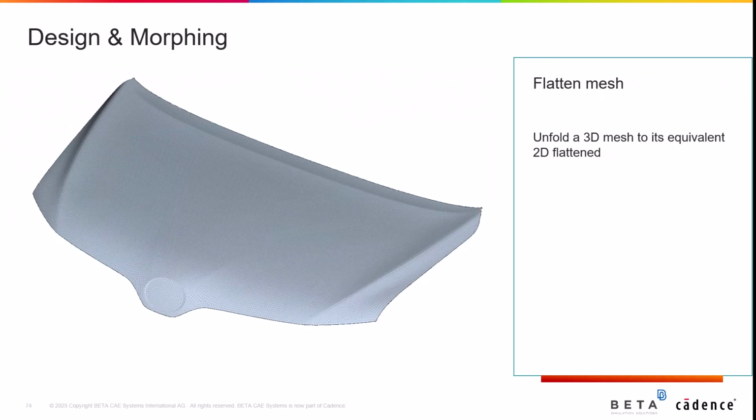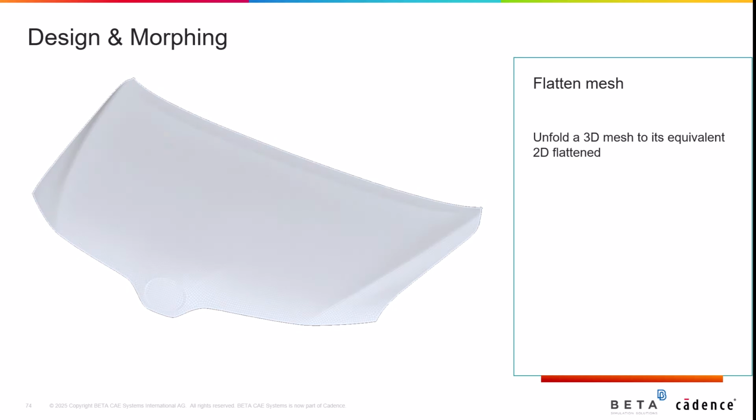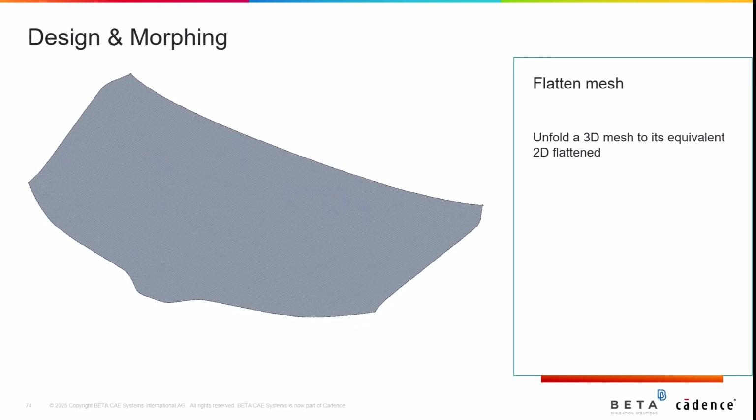The flatten mesh function enables the unfolding of a 3D mesh into its equivalent 2D flattened representation. This can be achieved either by directly moving the model itself into a flattened configuration or by creating separate copies of the unfolded model.